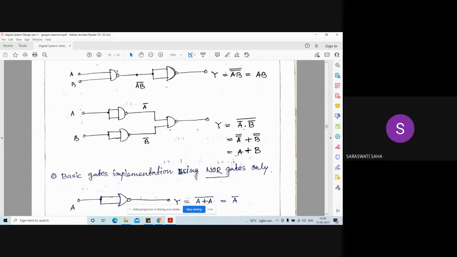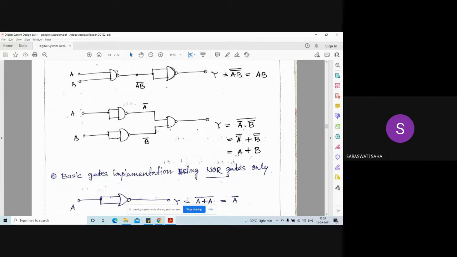Use De Morgan's theorem. This De Morgan's theorem states that NAND is equivalent to bubbled OR. Is it clear? Yes, ma'am. Then if it is A not, then bubble means A double not. Then A double not gives us A, B double not gives us B. So we are getting A plus B, that is the OR operation. So in this way, we can implement it.